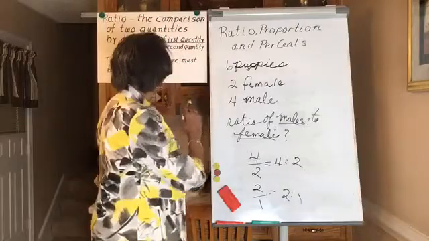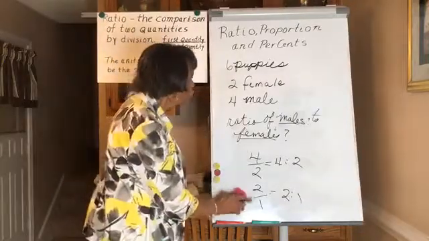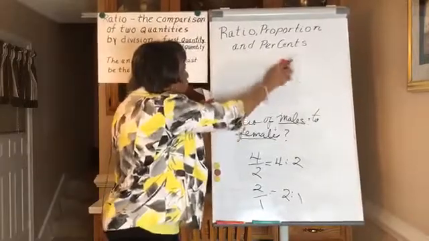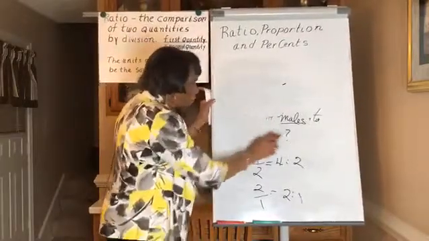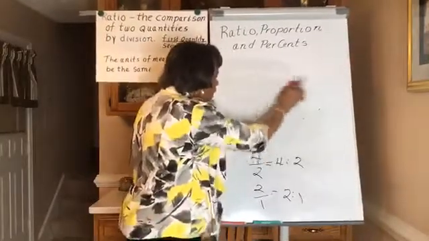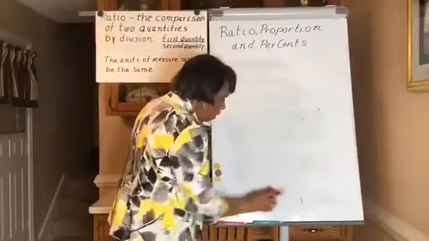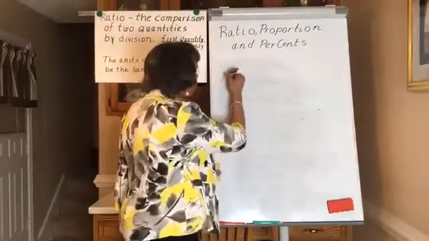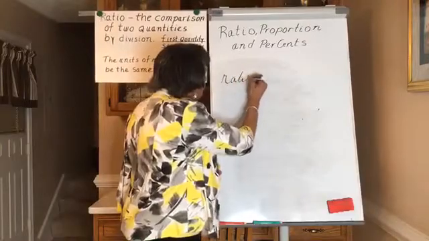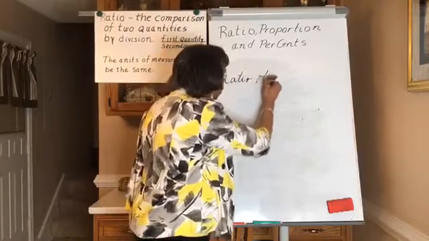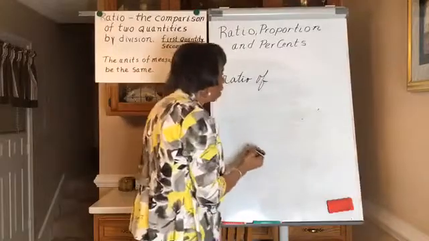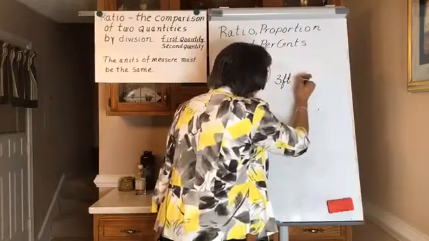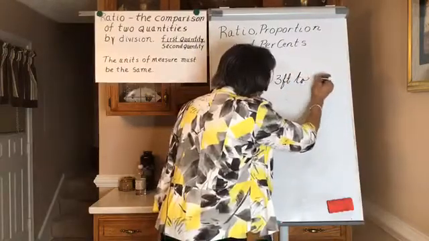So now let's do one with measurements so that you will see what I mean when I say the measurements have to be the same. Hope I'm not erasing too soon for you. All right, what is the ratio of 3 feet to 12 inches?